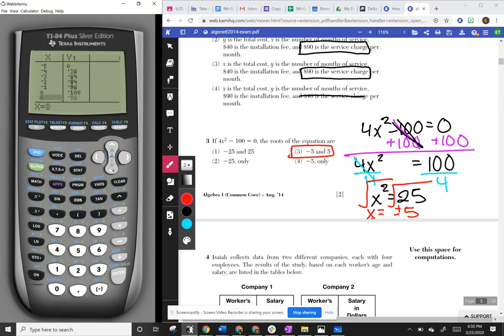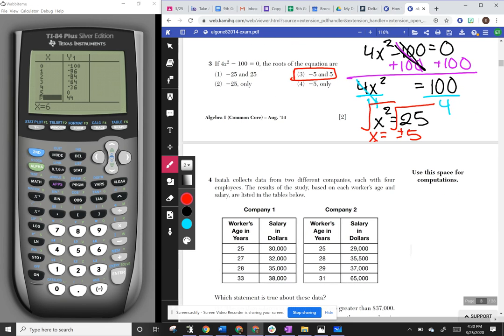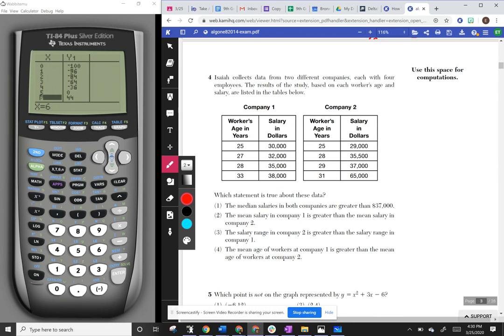After I find that one root, let me make sure I scroll the other way. I see another root. I see y is 0 again when x is 5. So that means the other root is also positive 5. So whichever method works for you, those will give you the same answer.